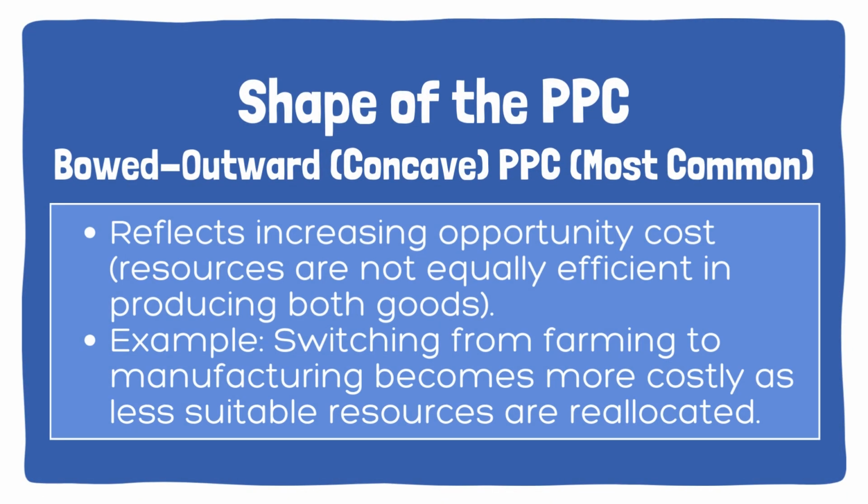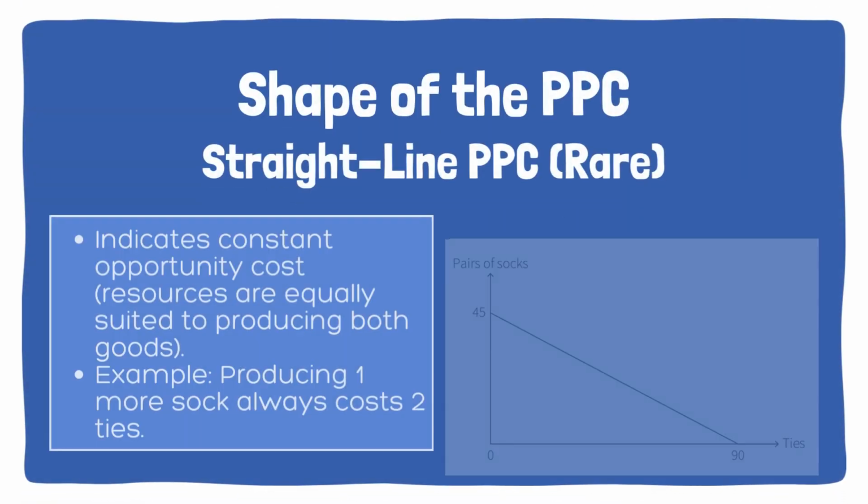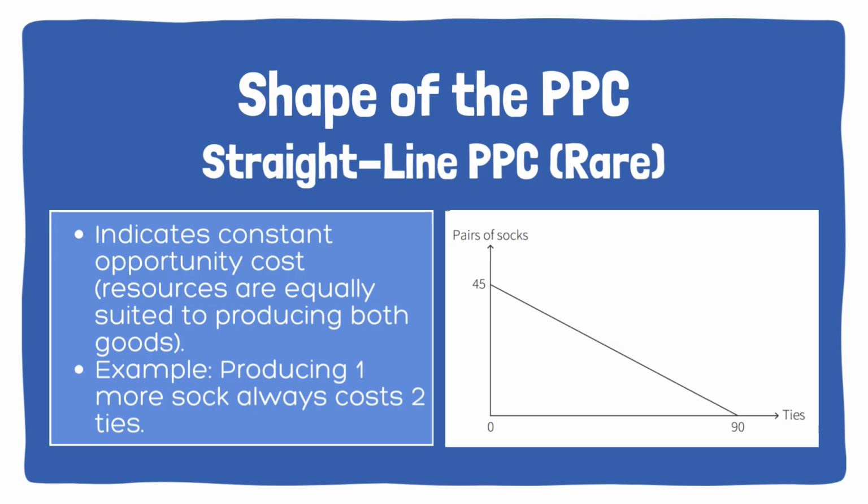Why is the PPC typically bowed outward? Because resources are not equally efficient in all uses. Producing more of one good requires increasingly larger sacrifices of the other, increasing opportunity cost. For example, shifting from 60 to 80 manufactured goods may cost 25 agricultural goods, but increasing to 100 manufactured goods could cost 75 agricultural goods. However, if resources are equally adaptable, the PPC is a straight line reflecting constant opportunity cost, like trading two ties for one pair of socks at any output level.